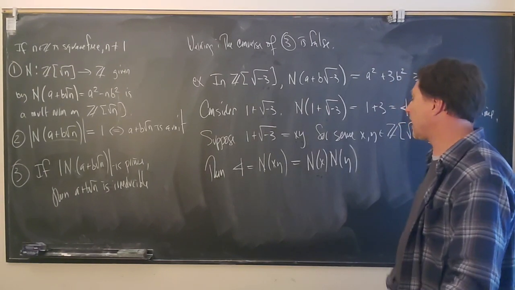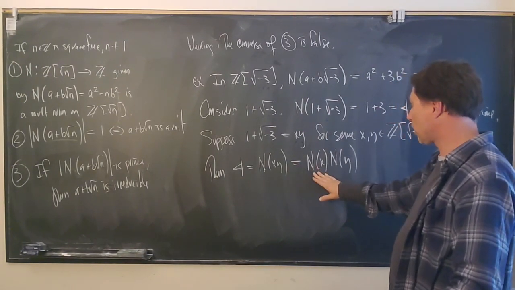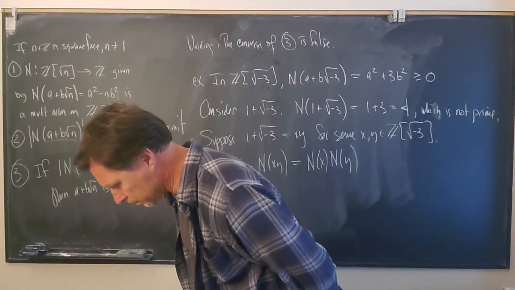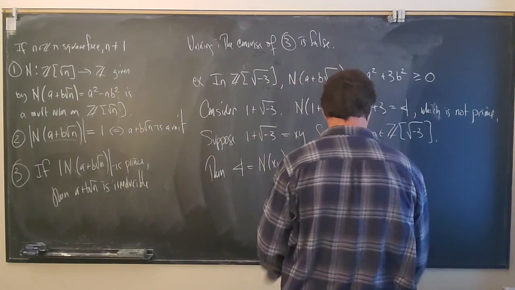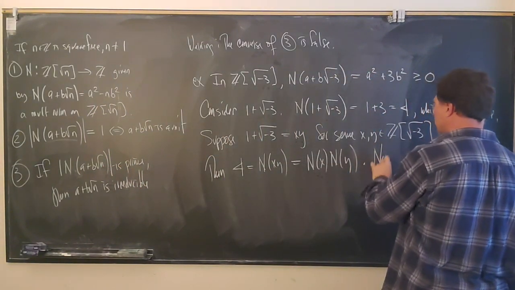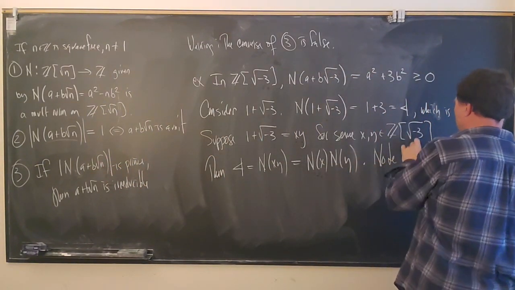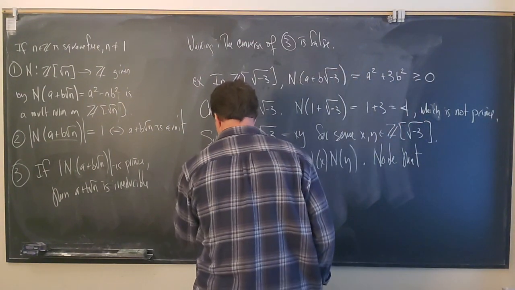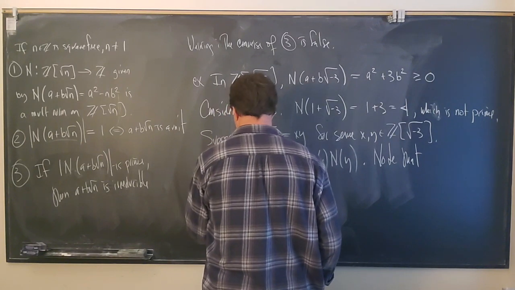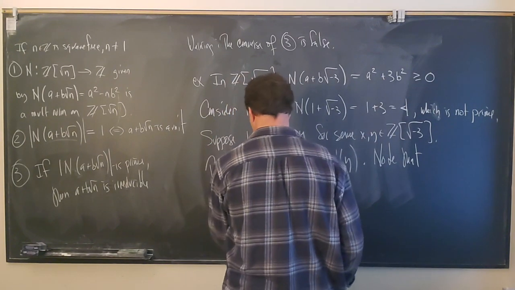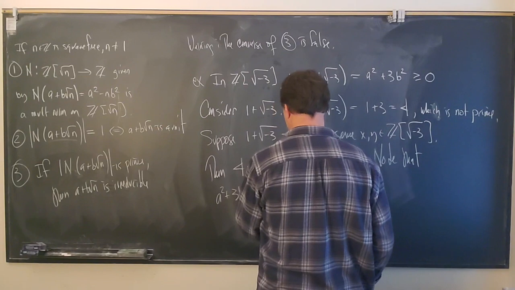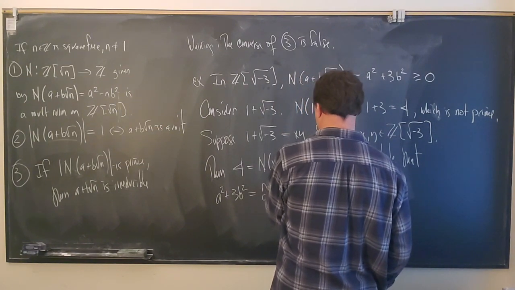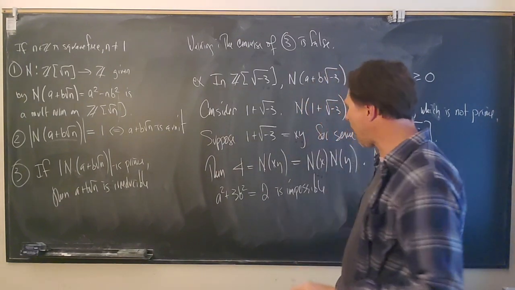Okay, so then what we have is this, right? The norm of x times the norm of y has to equal 4. So now, note that a squared plus 3b squared equal to 2 is impossible, right? What are your options here?